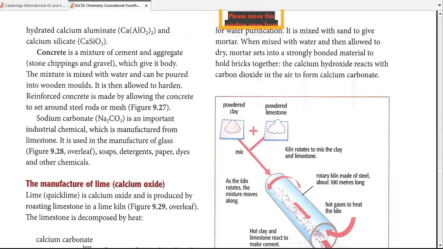Clear? Any other questions before I move any further? No sir. Okay. So the mixture is mixed with water and then poured into wooden molds. It is then allowed to harden. And we also convert concrete into reinforced concrete. Now the question is, what is reinforced concrete? Reinforced concrete is another step in which we allow the concrete to set around steel rods or steel mesh.